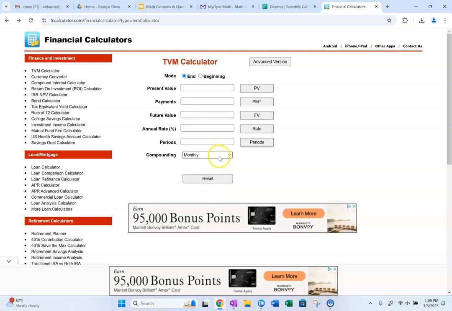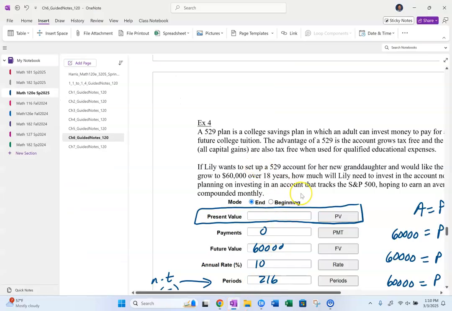Let me reset this. I make sure that's monthly. Solving for that. No payments. I want to have $60,000 for me at the end, my rate is 10%. Doing this for 216 compounding periods. And I click on present value. Hey, sure enough, our calculation was correct. We have to put in, thus the negative, cash flow out, $9,992.18 in order to have $60,000 for this scenario.